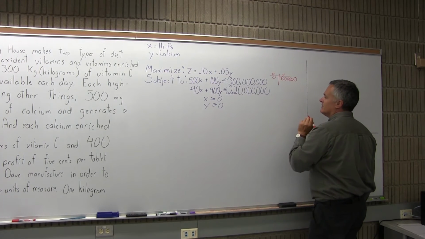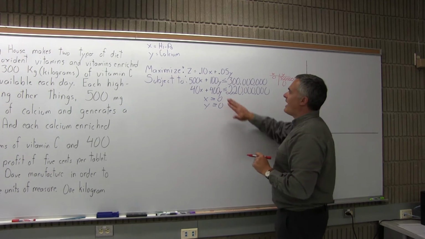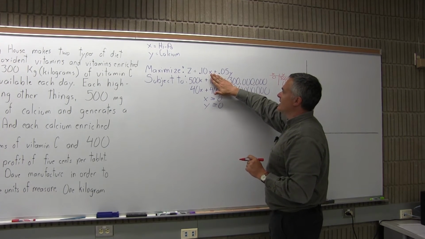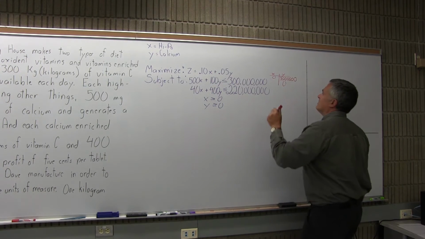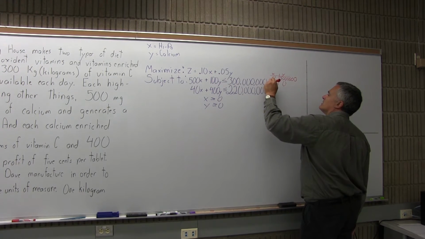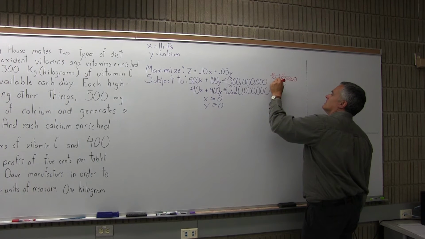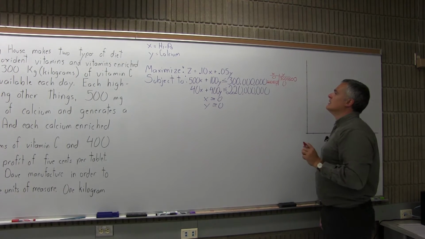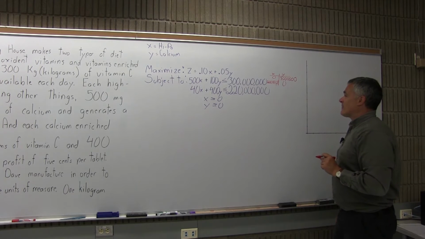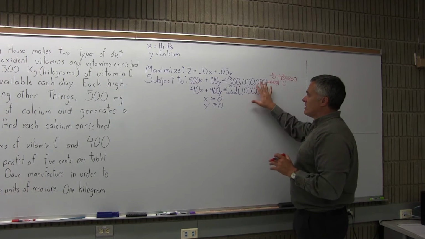That's pretty big. Then if you 0 the y, I would have 500x equals 300 million. Well, that would be 6 million with one less zero, 600,000. Boy, I need an even wider space. Let me do it this way. 1,000 and 600. So now that was the vitamin C constraint with the 300 million.